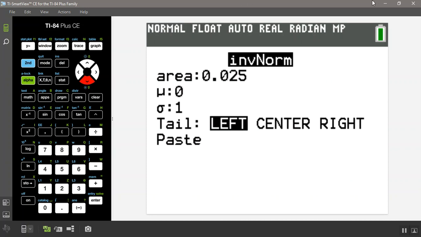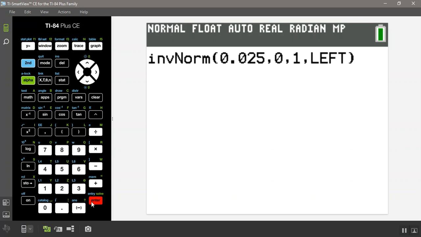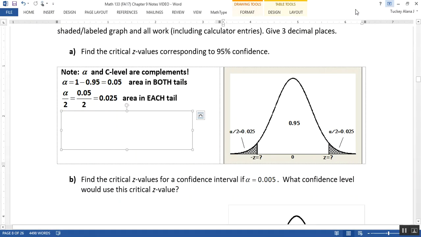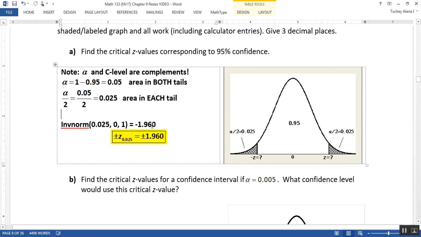And of course these are z-scores, and we learned in chapter 7 that the z-curve has a mean of 0 and a standard deviation of 1. So I'm just going to go down here to paste and press enter. And I get negative 1.96 roughly. But that means that the one on the left is negative 1.96, so the one on the right is positive 1.96.